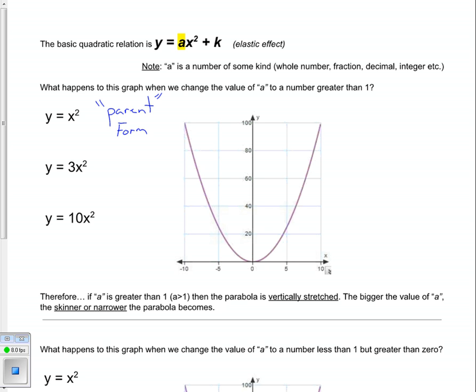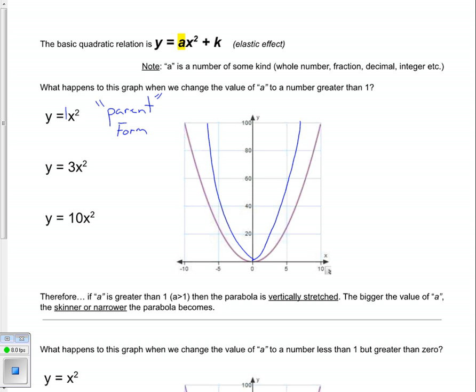But we can also change this parabola. We can change the coefficient. Okay, so for example, in the parent form of the parabola, the a value is actually equal to positive 1. So y is equal to x squared is the same as y is equal to 1 times x squared. But if we change that a value and we make it go higher to a number that's bigger than 1, for example, y is equal to 3x squared, what happens? Well, if we take a look at what actually happens, it begins to bend the parabola up.